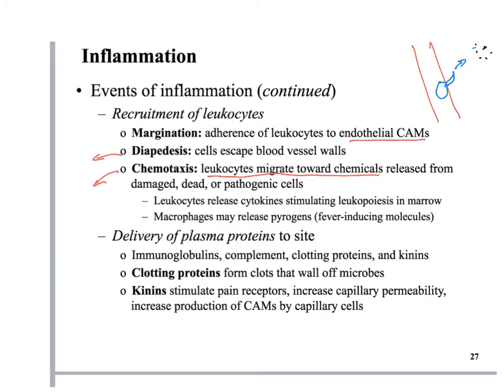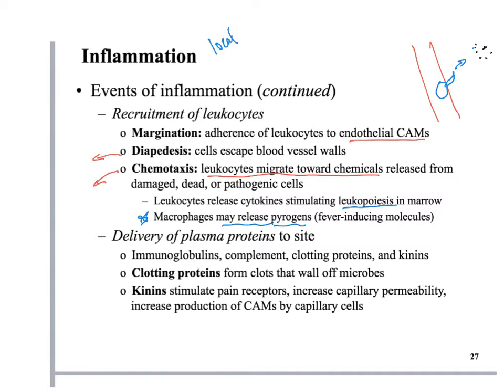Leukocytes also release cytokines, which then stimulate the production of more white blood cells, and macrophages may release pyrogens. Usually inflammation is really a local thing. Remember, you scrape your knee, you get a bruise, or you get hit with a baseball during practice, you get inflammation, a bruise, a swelling that occurs. It's red, swollen, it hurts, but it's usually pretty local. The macrophage response is more of a systemic thing.